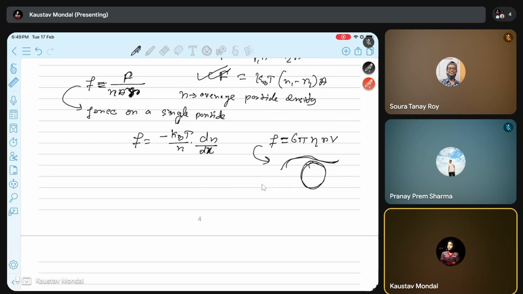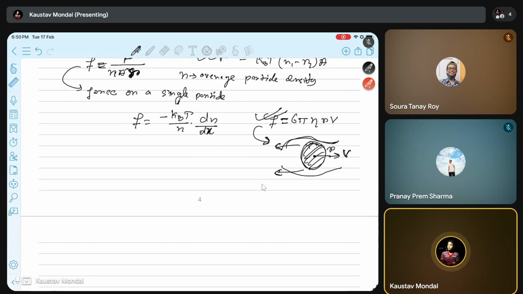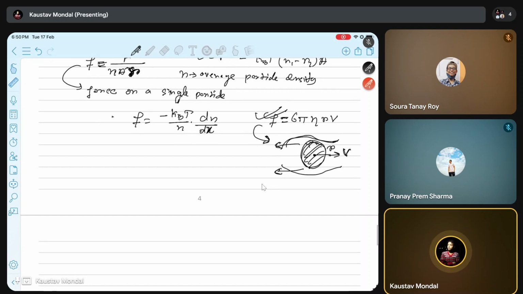Okay, so this viscous drag force is only applicable if there is a spherical particle moving in a fluid. Let's suppose a spherical particle is moving in a fluid with speed v and radius r. In that case, the viscous drag force acting on this particle is given by the Stokes law of force, that is 6 pi eta r v, where eta is the viscous coefficient. Now this force and this force are basically equal.